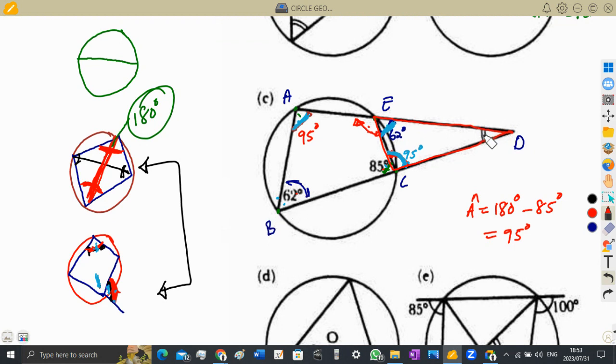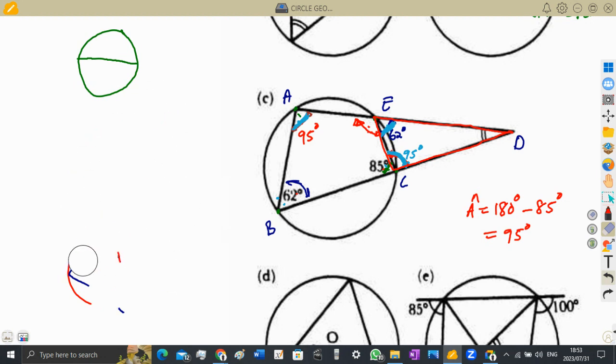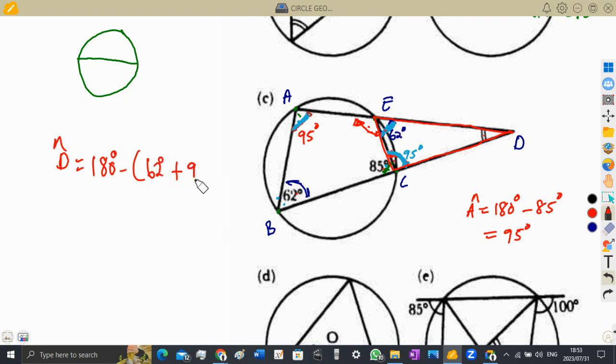So meaning to say, we can subtract from 180 because we've got two angles, this angle and this angle. So the angle that is indicated here, we just say D is going to be 180 degrees minus these two angles, 62 plus 95 degrees, like this. So that is how we can obtain our angles in this case.